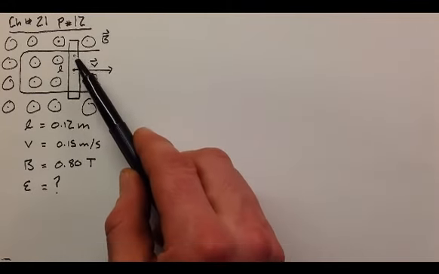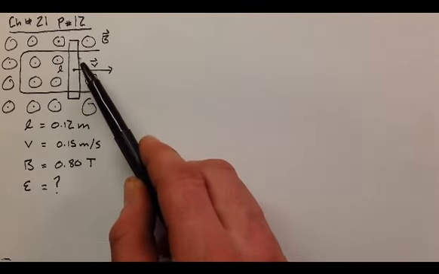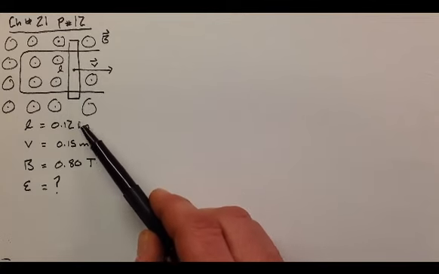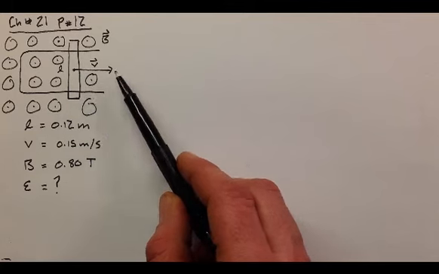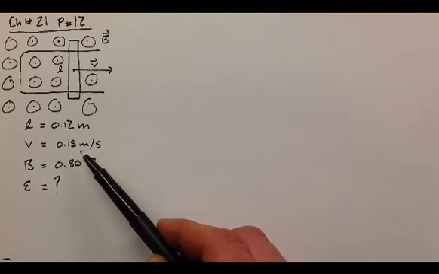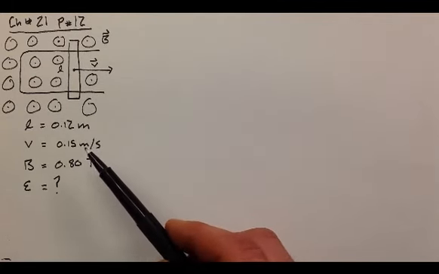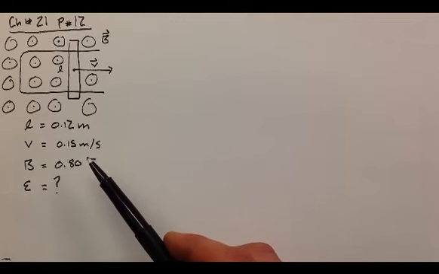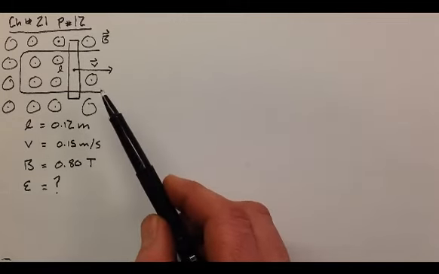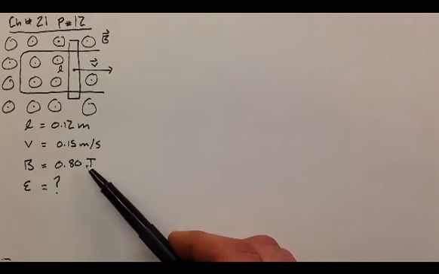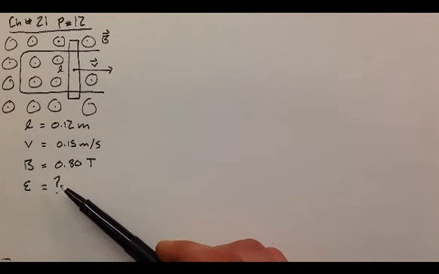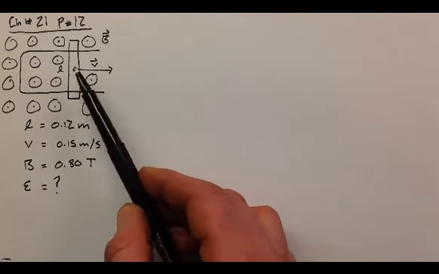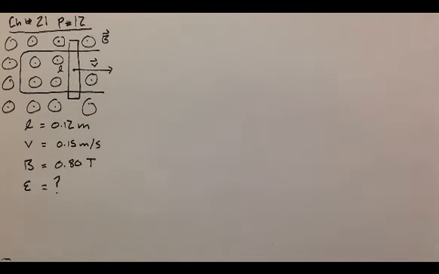We're told the distance between the wires is 0.12 meters. The bar is being pulled to the right at 0.15 meters per second, 15 centimeters per second. The magnetic field in this region is out of the page, and it's 0.8 Tesla. The problem tells us that an EMF is produced when the bar is pulled to the right. How big is that EMF?